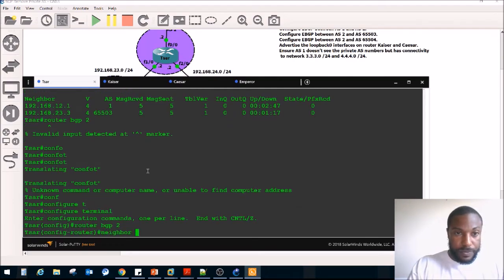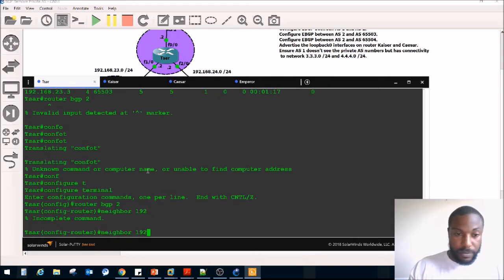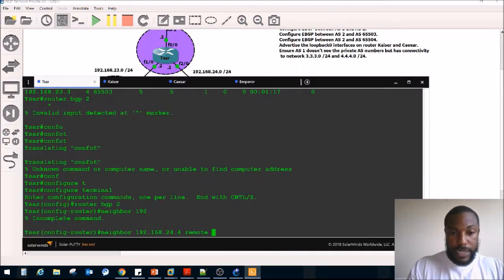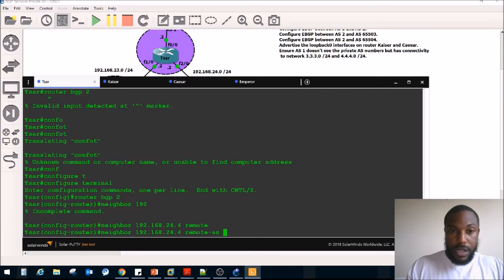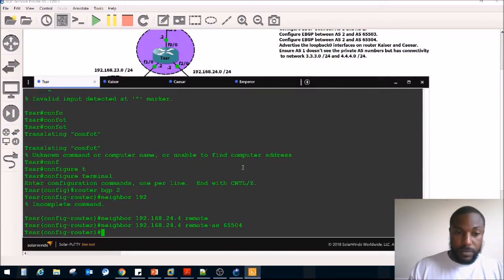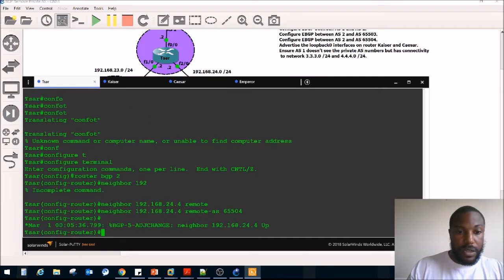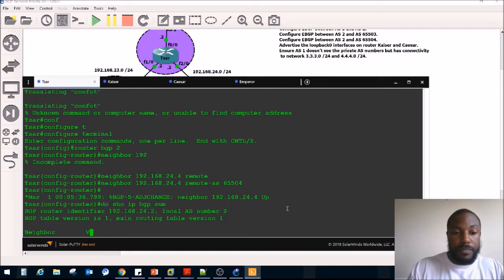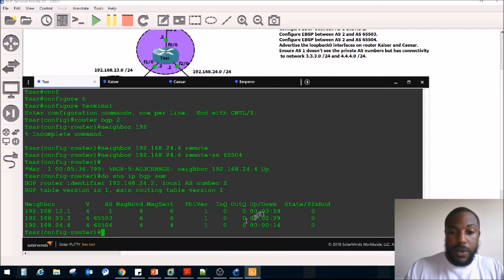Neighbor 192.168.24.4, this guy. Remote AS is 65504. Yeah, I thought I did that. It's right there. Okay, so BGP should be up now. There we go. So we did do that already. BGP should be already up. So let's verify that with a do show ip bgp summary. And there we go. So now we've got three neighbors for Czar, right?